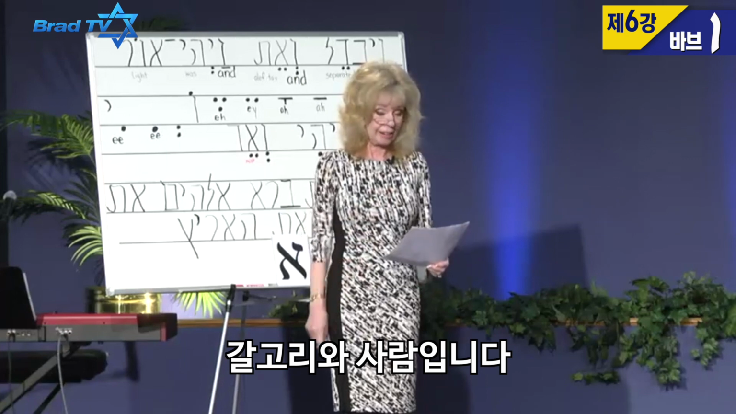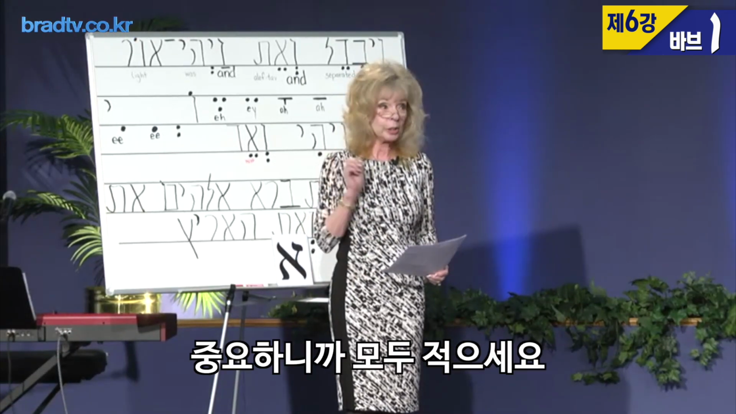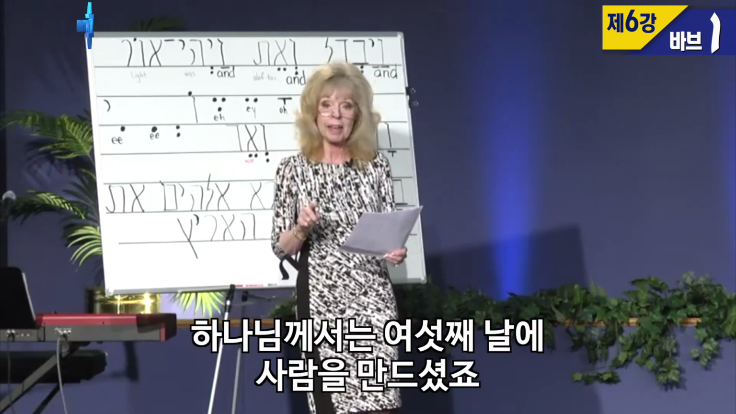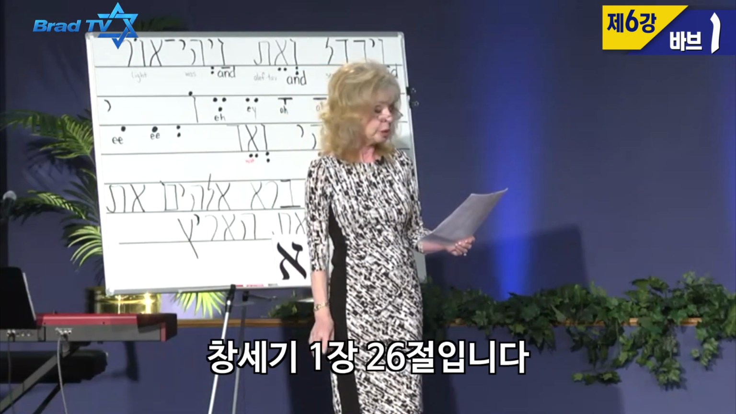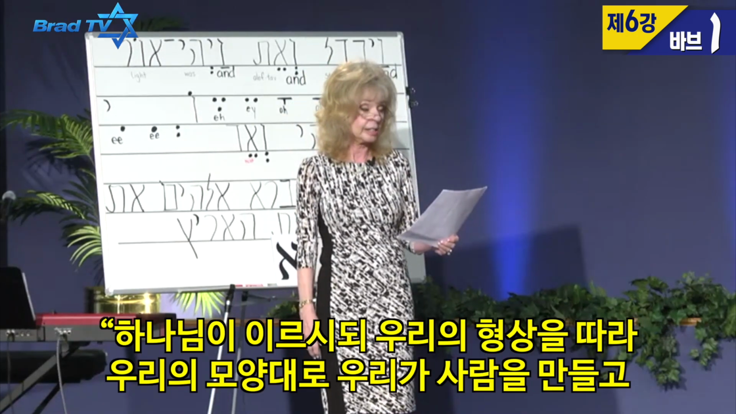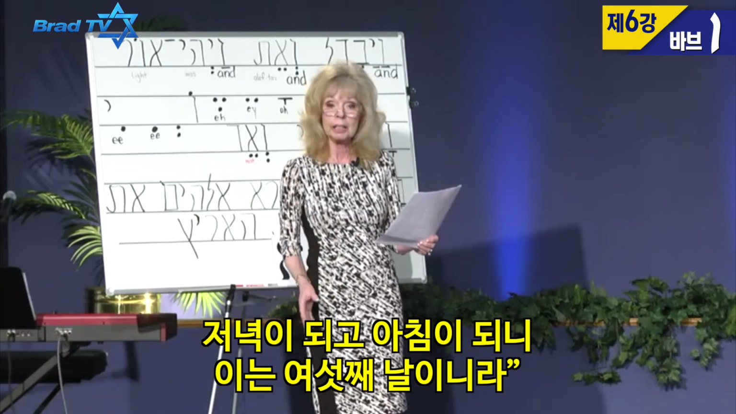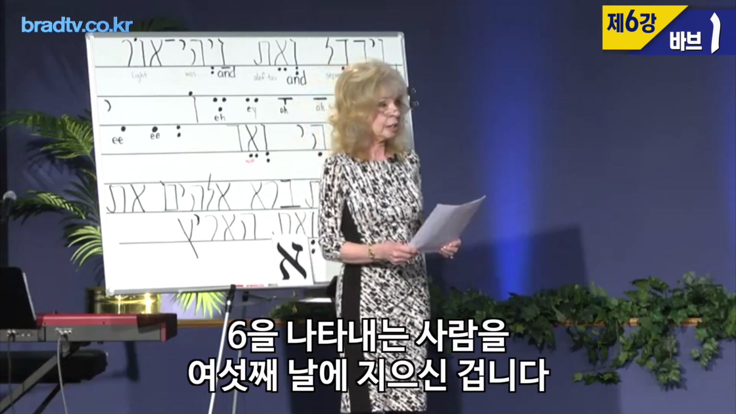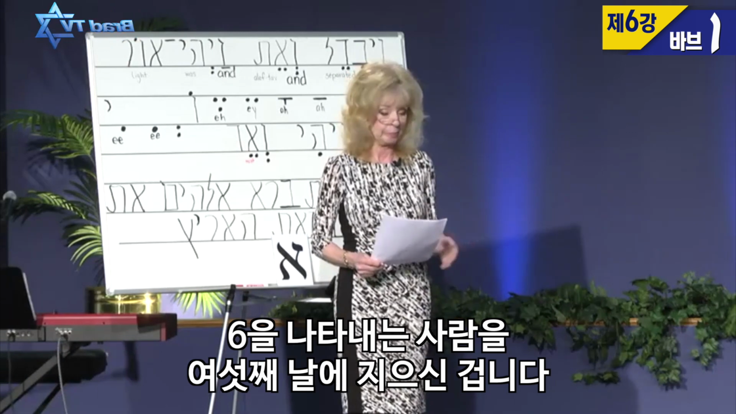and a man. And it is the number 6. Okay, so if you didn't get that, write it all down because it's all important. God made man on the 6th day. Genesis 1:26 says, "Then God said, let us make man in our image." So the evening and the morning were the 6th day. Isn't that incredible? That God would make man, who represents the number 6, on the 6th day.